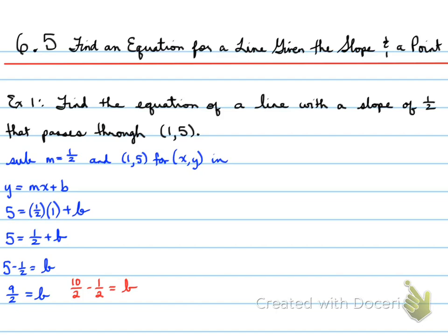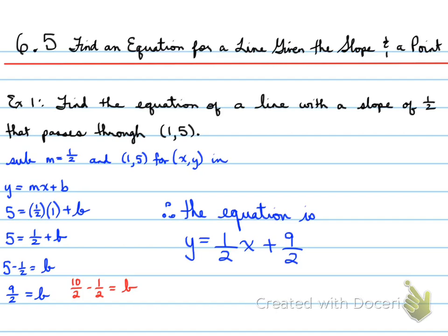Next, we found the b value. Are we done the question? Well, the question says find the equation. So let's write out the equation. Therefore, the equation is y equals 1/2 x plus 9/2.